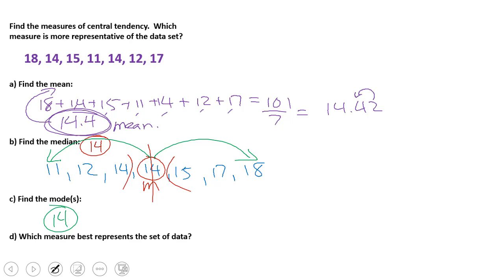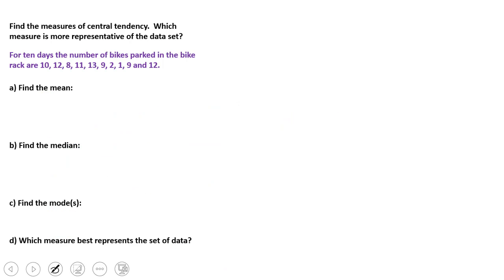I'm thinking that the mean is the most representative of the data, only because both the median and the mode are 14, and both of them are a little bit closer to the lower end than they are the higher end, and the mean is closer to the middle of that. So I'm going to go with the mean as being the most representative.